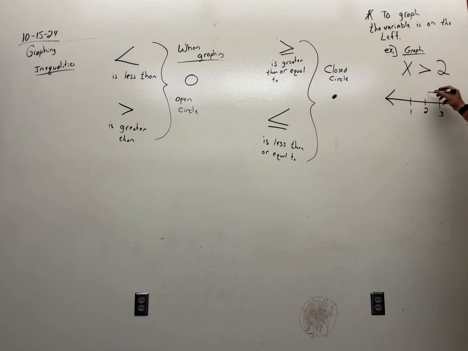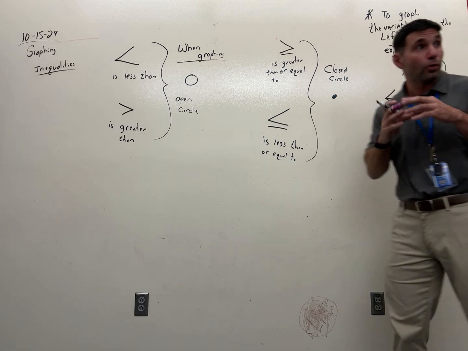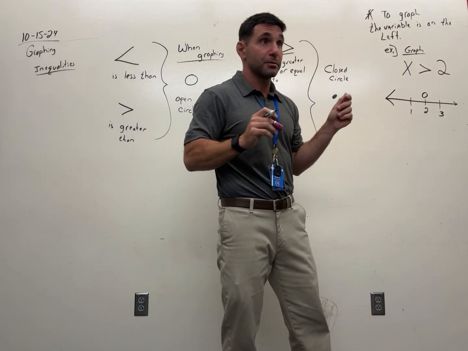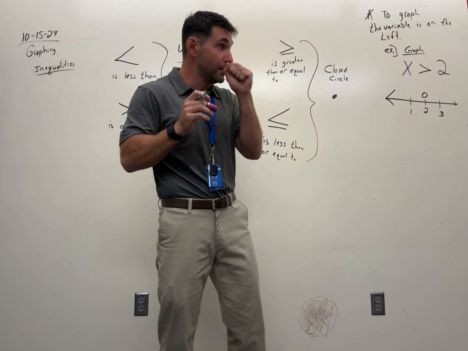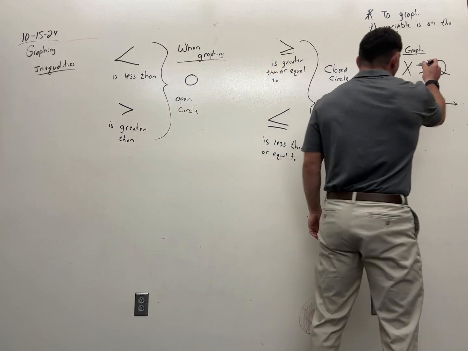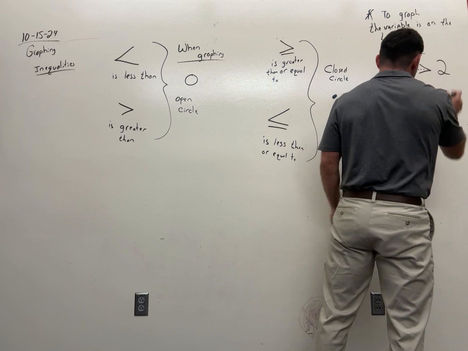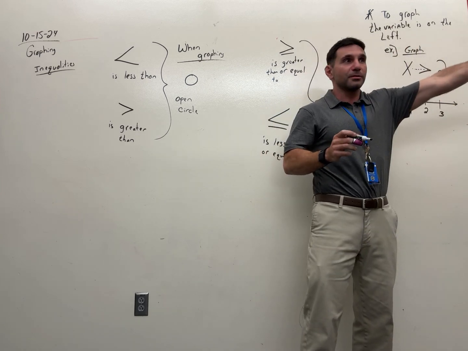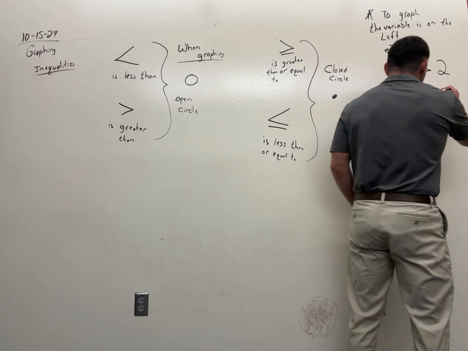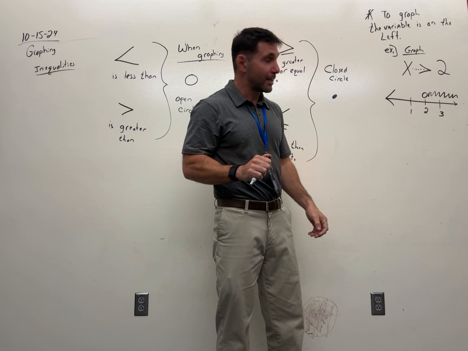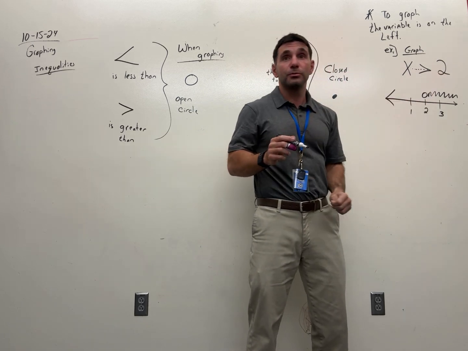Open, because there's nothing there. It's a hole. That means this is not part of my solution. It's an open circle. When my variable's on the left, only when it's on the left, I can make an arrow. Notice how that arrow points this direction. That means everywhere to the right is a solution, and I shade everything to the right.